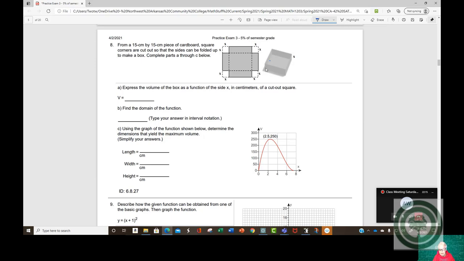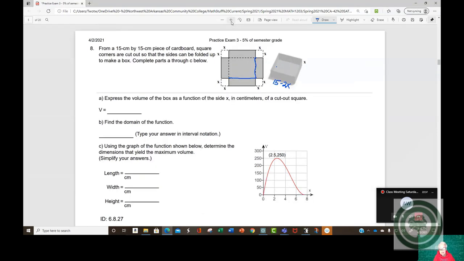All right, and with these corners gone, the base of the box is going to be shorter. So the dimensions of this box are going to be 15 minus 2x, and the height is x.